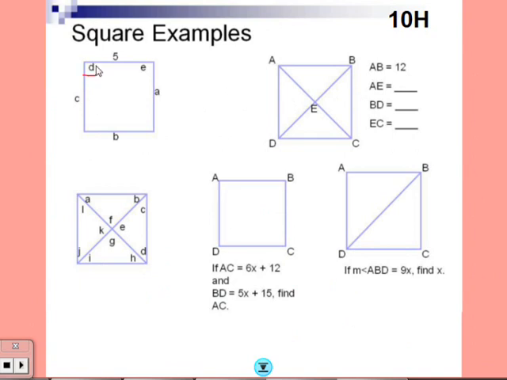We know that that's 90. D and E are both 90. I know that A, B, and C are all 5. Okay.